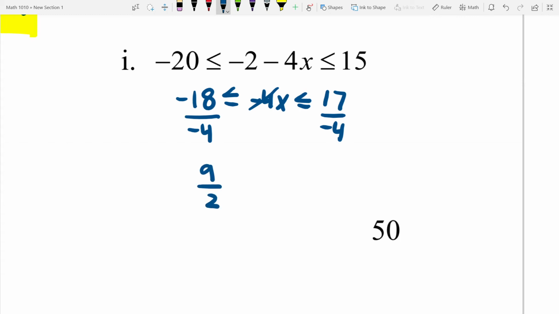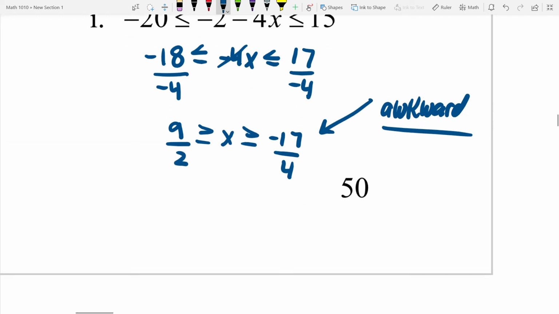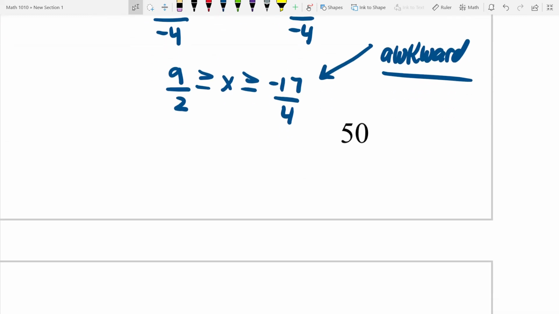What do I put next? Greater than or equal to. And then you've got your x, and you've got a greater than or equal to -17/4. I want you to draw an arrow to that, and I want you to say awkward. The arrows are not supposed to point to the right. The arrows are supposed to point to the left. The big guy is supposed to be on the right, and right now the big guy's on the left. Can you tell me what I do?